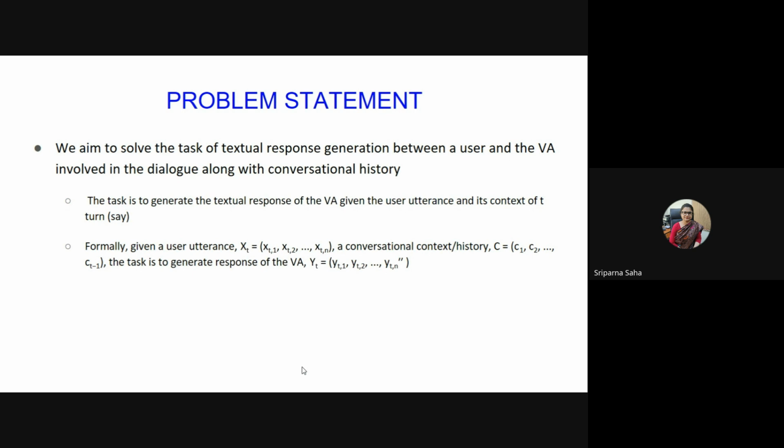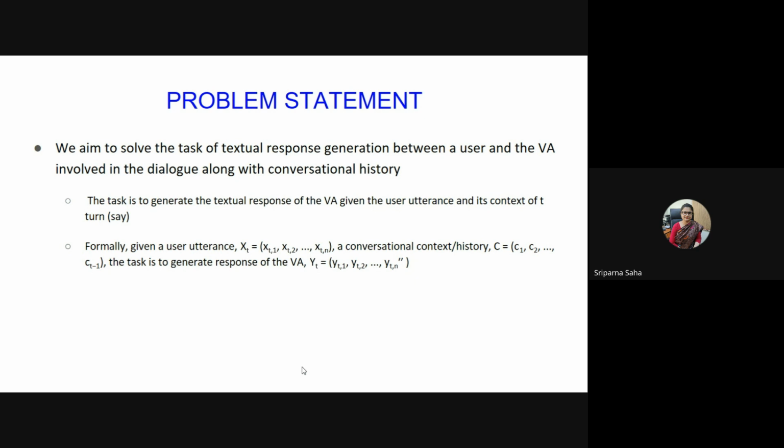So basically, there is a conversational history, and the user and the virtual assistant are conversing. The user has said something, and now it is the task of the virtual assistant to generate the response given the context. Suppose the user has already said something, so now we have to generate the response of the virtual assistant. This is basically called the natural language generation problem.